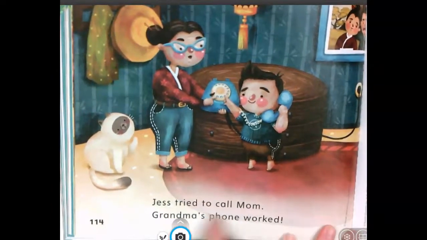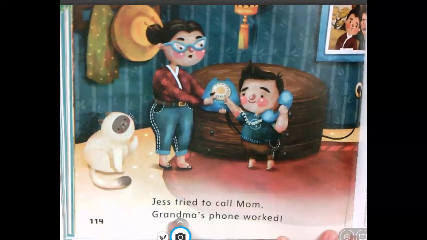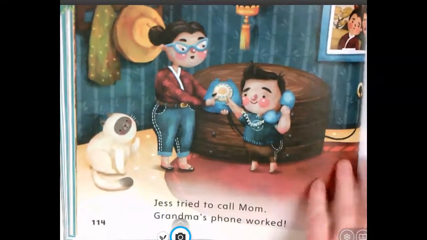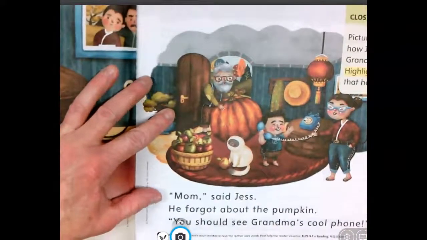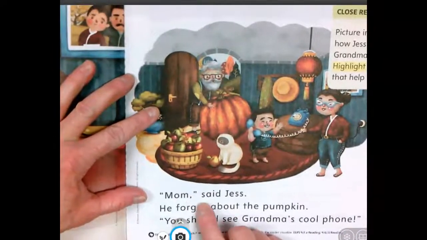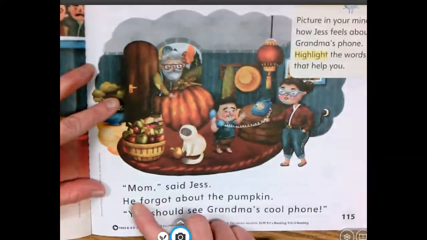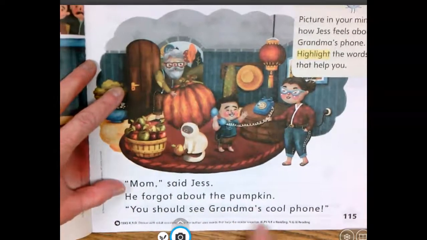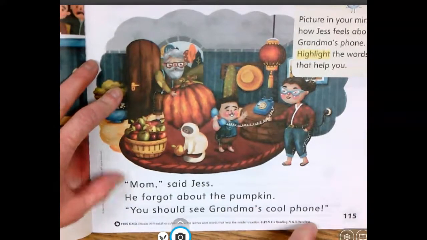Jess tried to call Mom. Grandma's phone worked. What do you know? He's happy, isn't he? All right, last page. "Mom," said Jess. He forgot about the pumpkin. "You should see Grandma's cool phone."